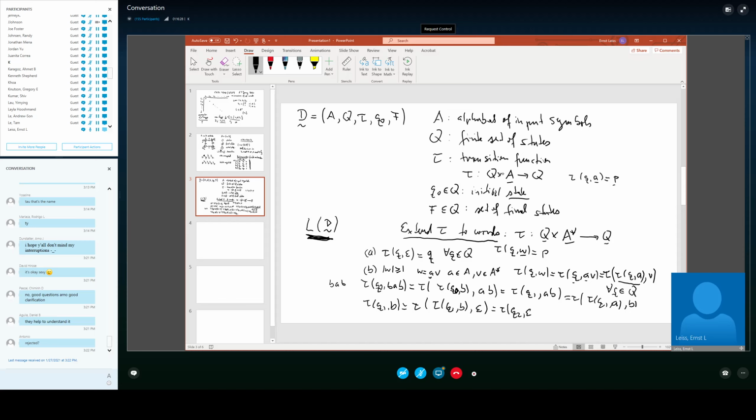Q2 and epsilon, the epsilon being what was left, and now we use the basis element, and tau of any state under epsilon is that state, so this is then Q2.